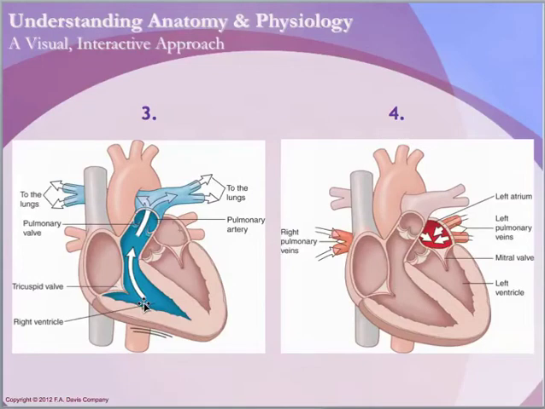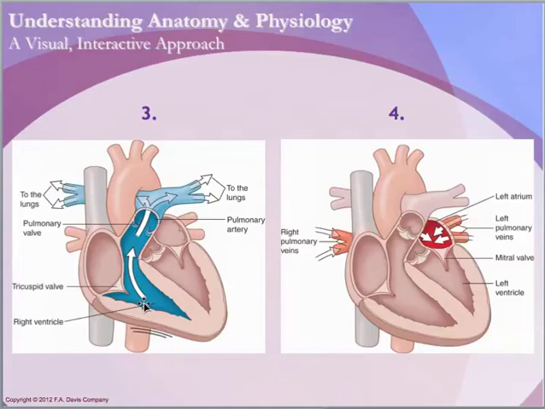Next, we get the right ventricle contracting, forcing the pulmonary valve open. Blood is pumped through the right and left pulmonary arteries on to the lungs, okay? After the right ventricle empties, the pulmonary valve closes to prevent the blood from flowing backward into the ventricle. So you can see that really the main job of the valves is to prevent backflow, okay?